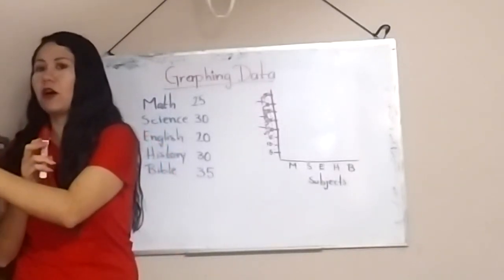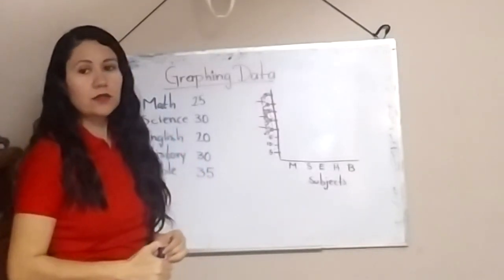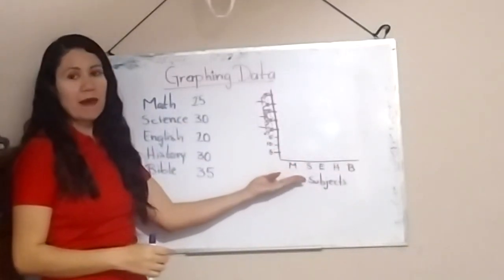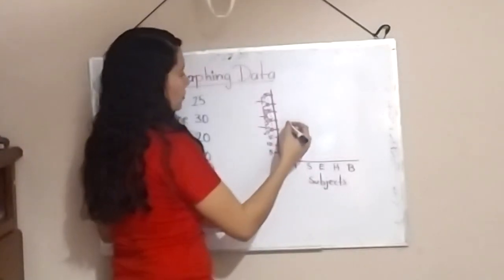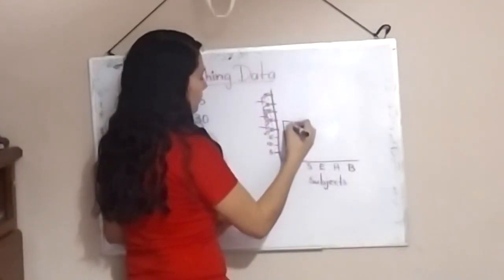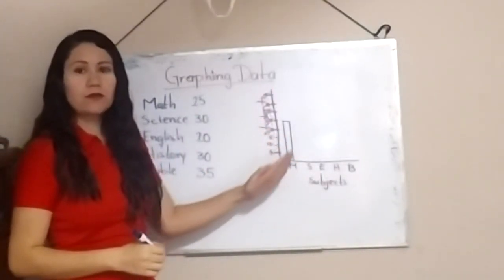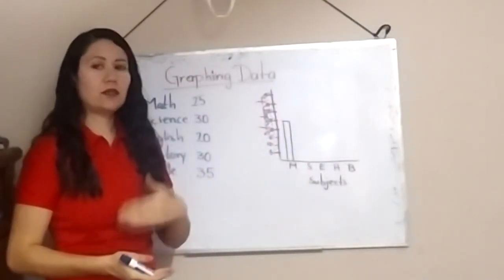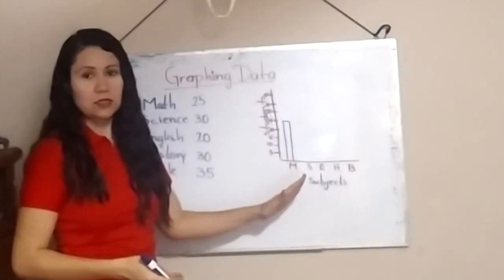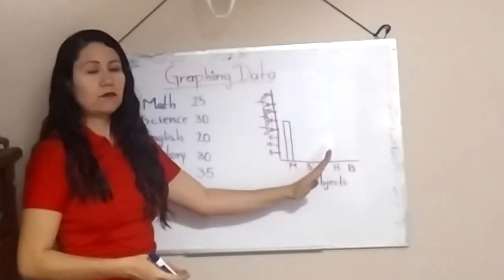Now we are going to draw a bar for each of our subjects. We have 25 students that have math as their favorite subject. So we're going to draw a bar that goes all the way up to 25. It is important that the bars are separate from each other. We will see another way of graphing data further on, and it's different. But for this bar graph, we are going to make the bars separated from each other.